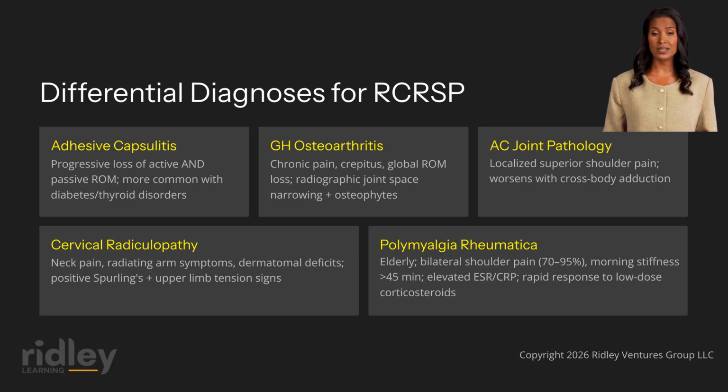Polymyalgia rheumatica should be considered in elderly patients with bilateral shoulder pain accompanied by morning stiffness lasting more than 45 minutes, fatigue, and low-grade fever, with elevated inflammatory markers, specifically erythrocyte sedimentation rate and C-reactive protein, and a rapid response to low-dose corticosteroids. Bilateral shoulder pain occurs in 70% to 95% of patients with polymyalgia rheumatica, while neck and hip girdle pain are present in 50% to 70%.